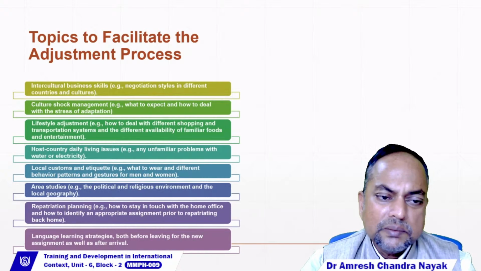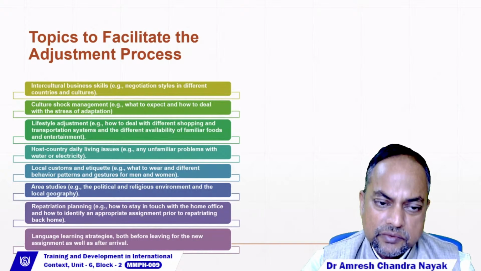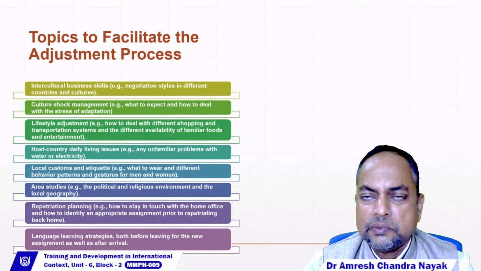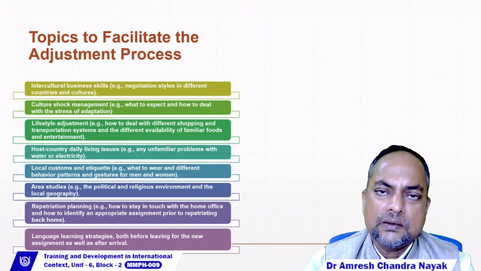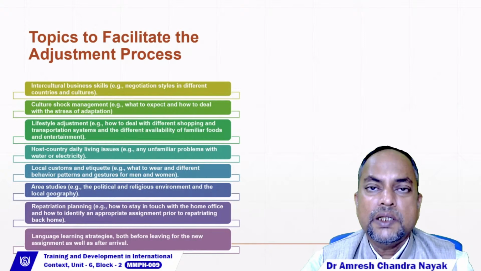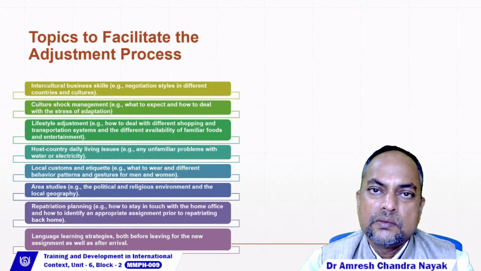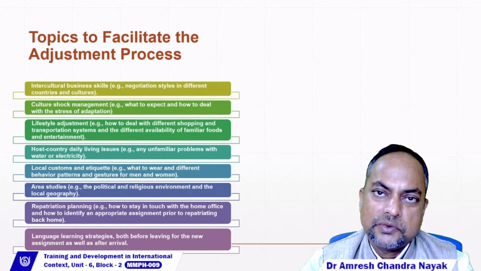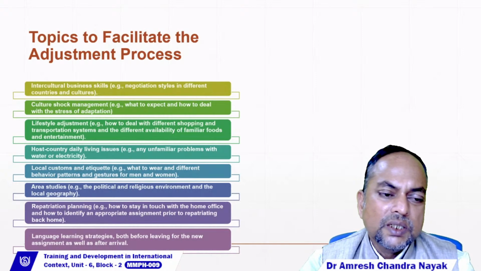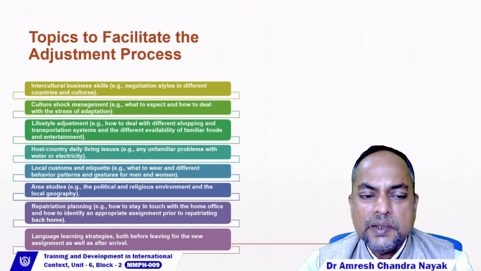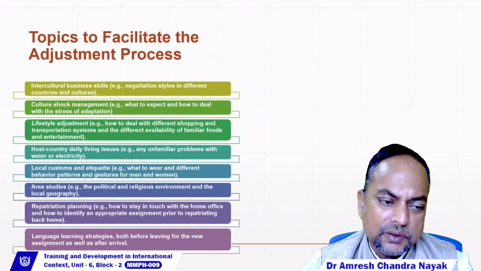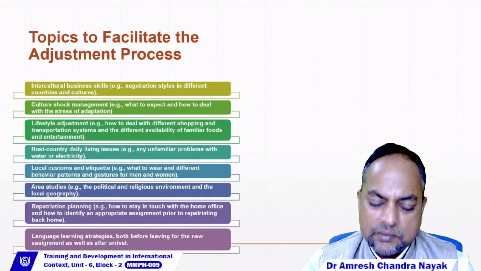Okay. Local customs and etiquettes, like what to wear, when to wear, right? Or there are differences in terms of the gestures for men and women. There are differences in terms of the behavioral pattern, right? So unless and until it is properly explained to the expatriates, chances are that expatriates may face problems out of these differences of culture itself. That is why area studies. So here we need to provide the basic political and religious environment, local geography, whereby the international assignees can be comfortable. Right?